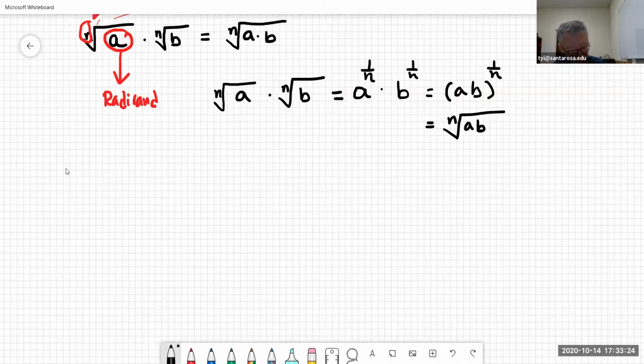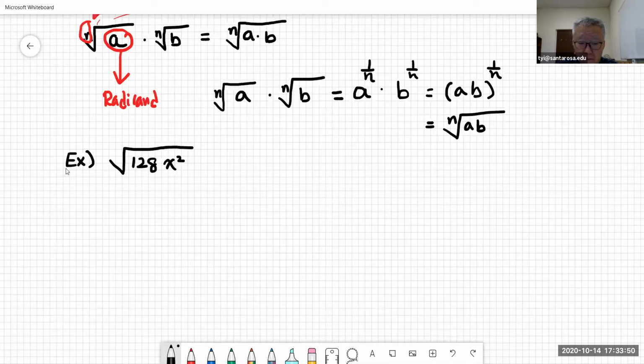So if you want to use the property there, let me give you an example. Let's say we want to evaluate the radical of 128x squared. There are a couple of ways we can do that. For 128, we can rewrite this. I'm just going to use the tree here.